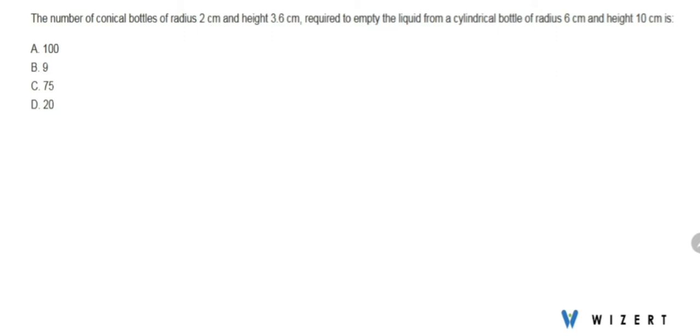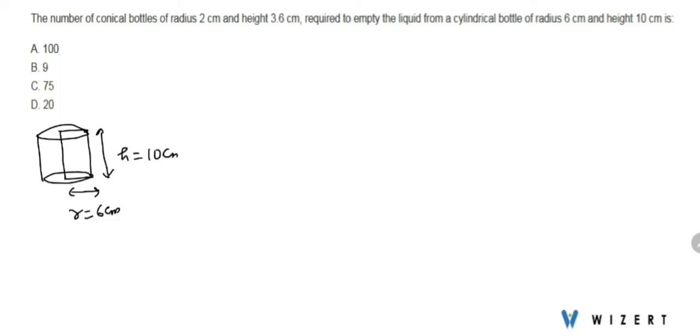The number of conical bottles of radius 2 cm and height 3.6 cm required to empty the liquid from a cylindrical bottle of radius 6 cm and height 10 cm is what? So we have to find the number of conical bottles here. So let's say this is our cylindrical bottle that has radius, which is given, 6 cm and height, which is given as 10 cm.